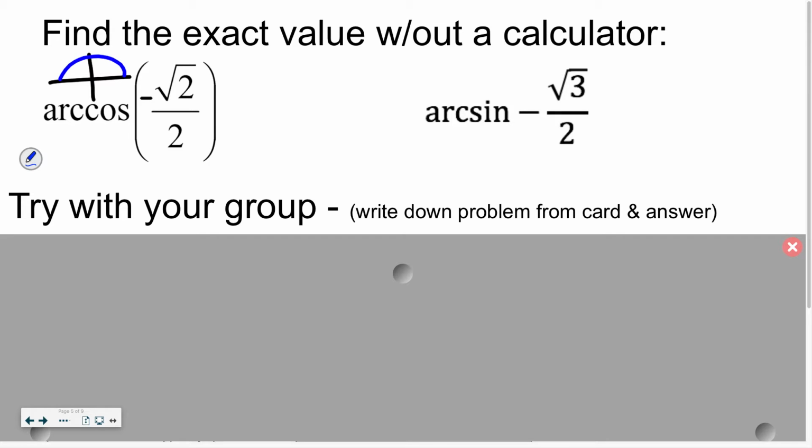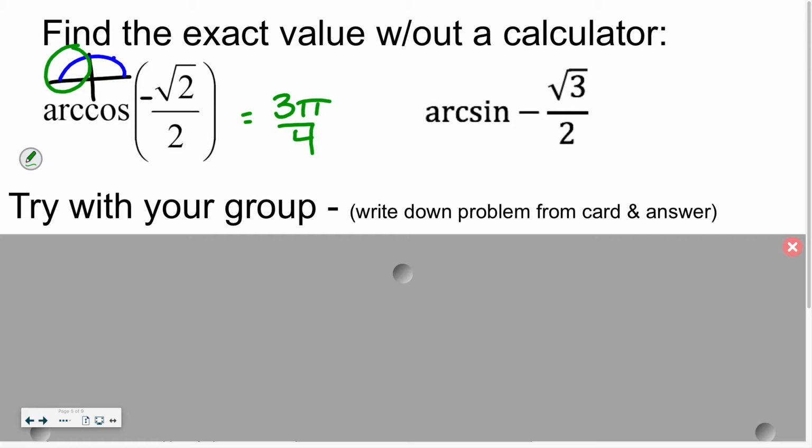I always picture my half moons for my ranges. If the ratio was negative, would that be in quadrant 1 or quadrant 2? You'll have to be in quadrant 2. So now you have to think about what are those angles in quadrant 2? 2 pi over 3, 3 pi over 4, 5 pi over 6. Which one of those would have an arc cosine of negative square root 2 over 2? 3 pi over 4. That's the only answer that's acceptable.